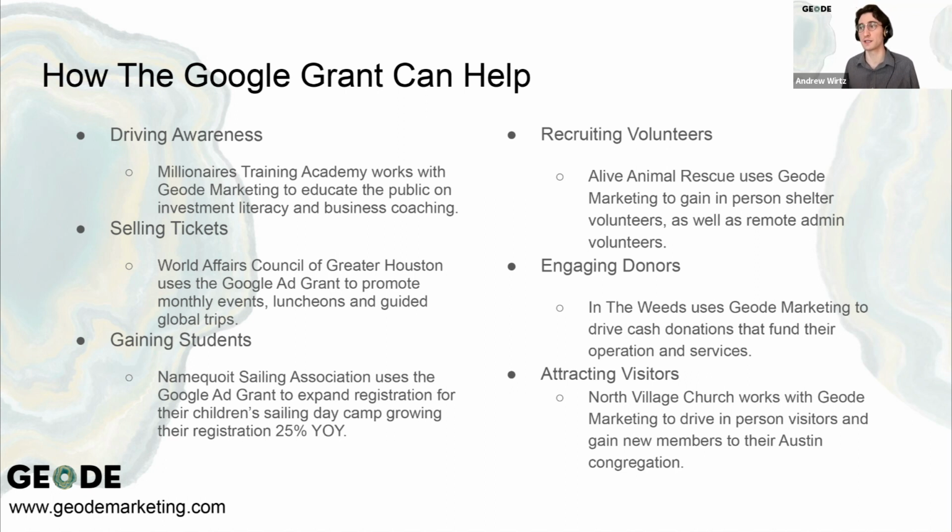For recruiting volunteers, earlier I showed that example from Alive Animal Rescue. So they use the Ad Grant to recruit people, bring in in-person shelter volunteers, and then also online volunteers who can run different parts of the organization.